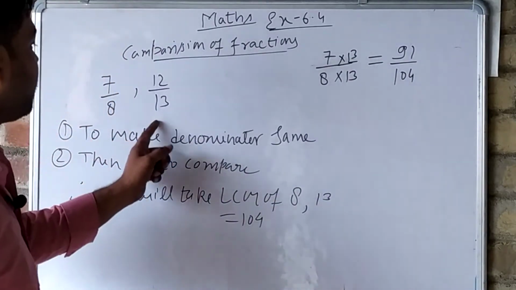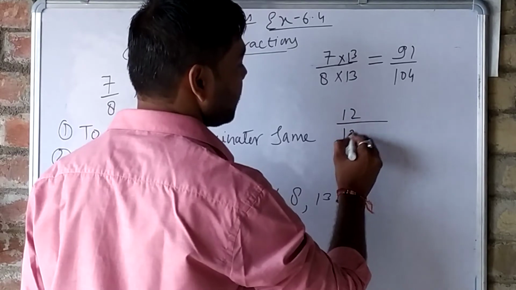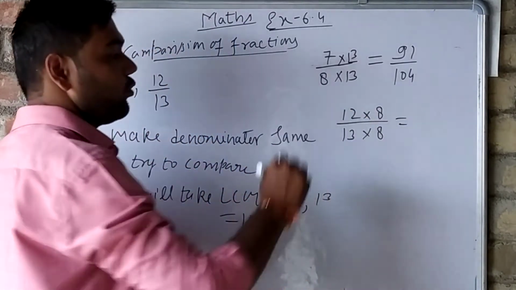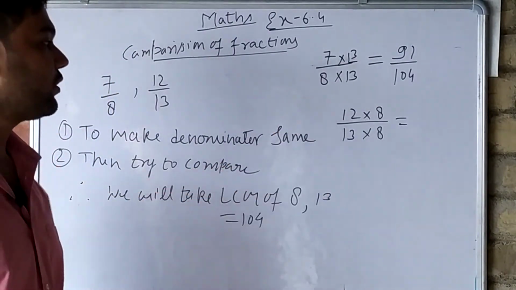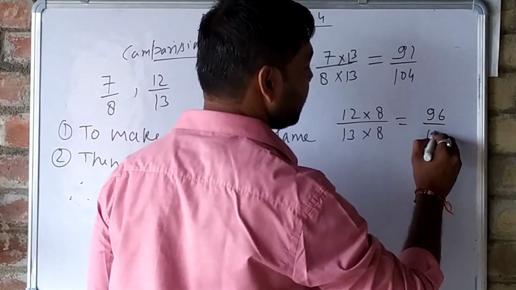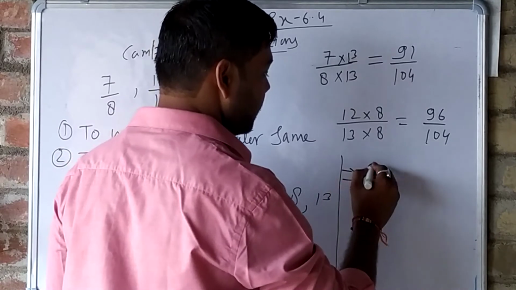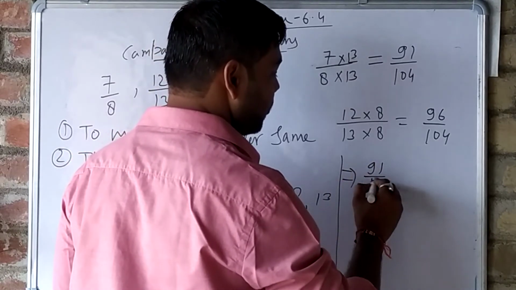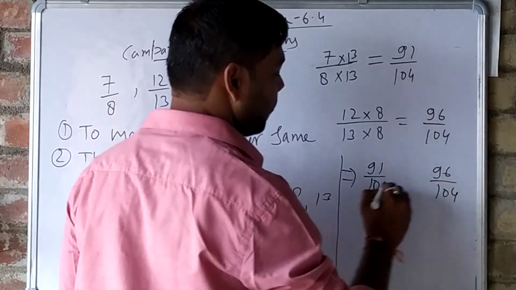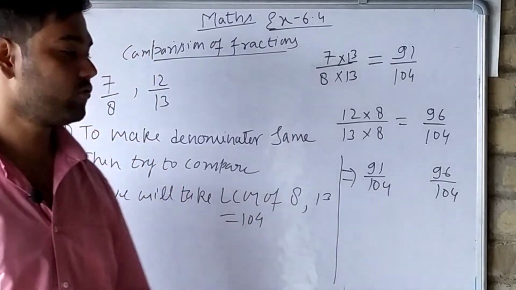Now we will use 12/13, and we will multiply by 8 on both sides, that means on numerator and denominator. 12 8s are 96 and 13 8s are 104. Now we are seeing that in both cases the denominator is now same. Here also 104 and here also 104.